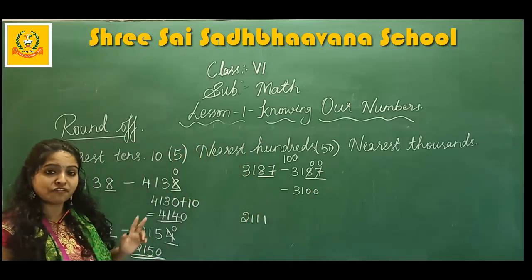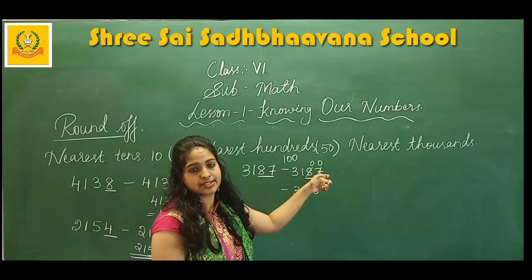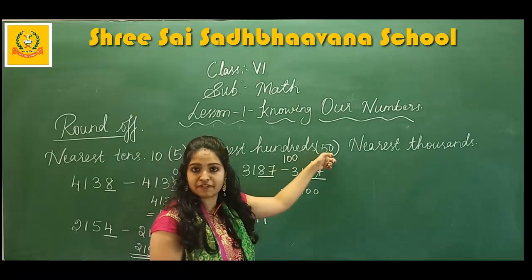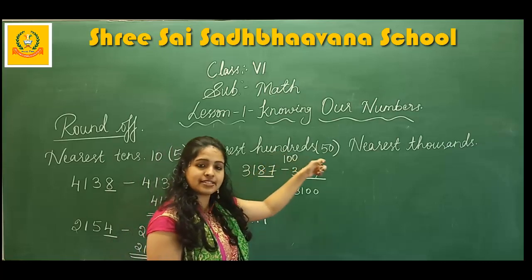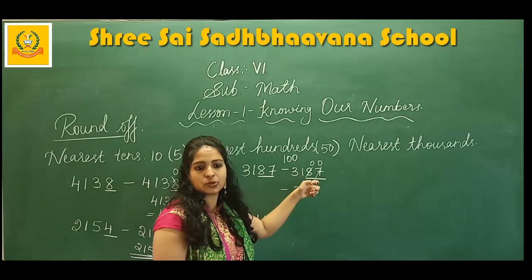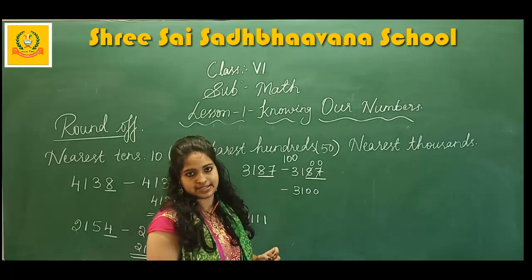Over. Third step. Fourth step, I have to check now whether the last two digits is 50 or more than 50. I can add 100. If it is less than 50, I no need to add 100. I can write as it is. This itself is the answer.